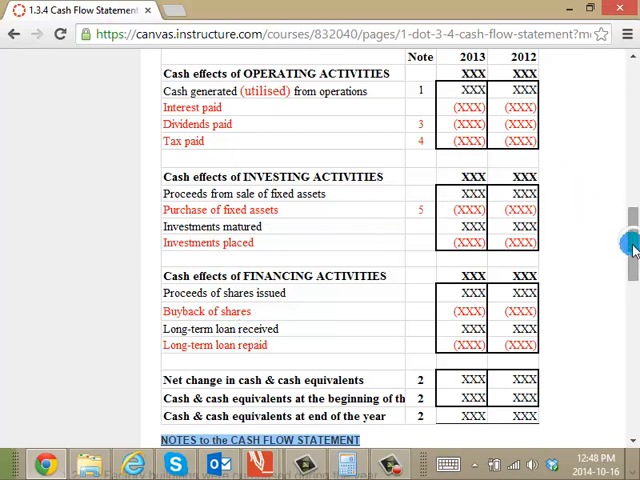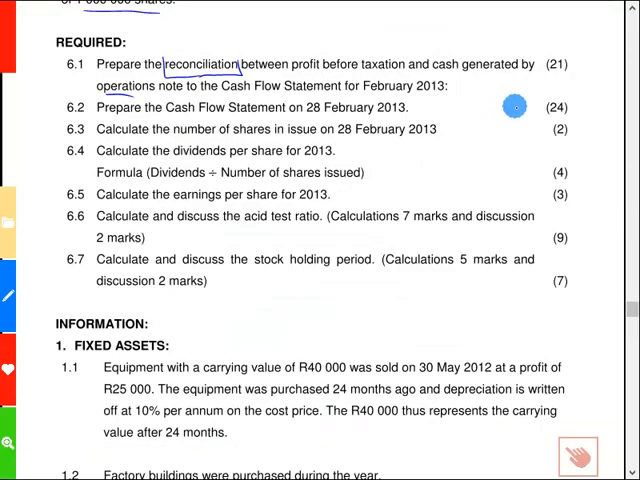The way you're getting to the cash flow statement is by using your other two statements as a base. You're going to use your income statement and you're going to use your balance sheet. Right, so we're asked to do the reconciliation note, 21 marks, and we're asked to do the whole cash flow statement. Then we've got a number of calculations here with some ratios, asset test ratio, earnings per share, and stock holding period. So we're going to go for these two first because they're kind of related, and then we'll do the rest of the cash flow statements.